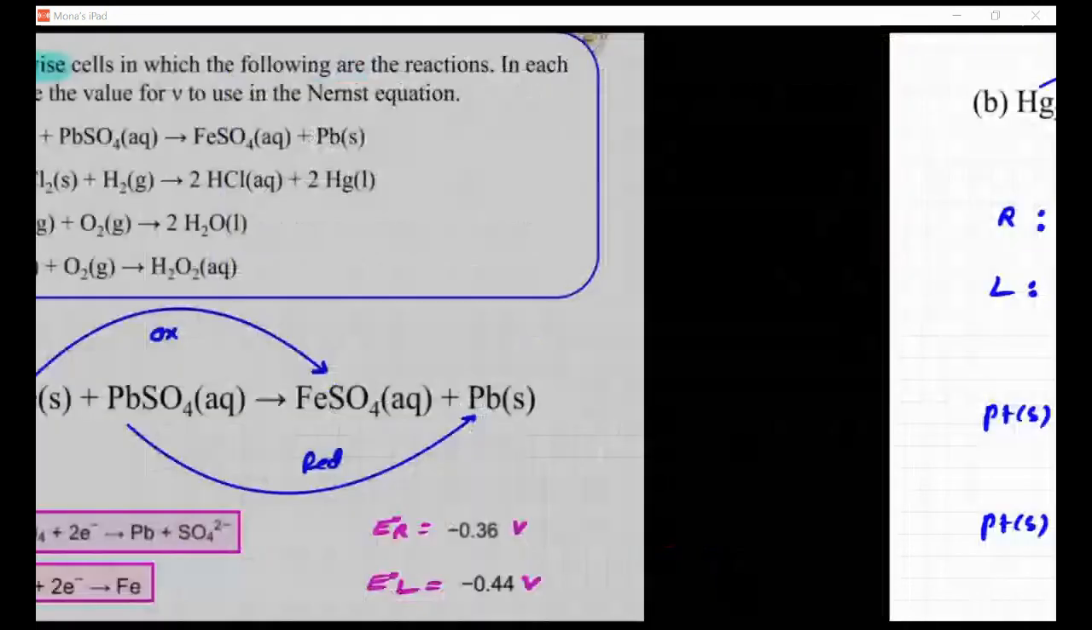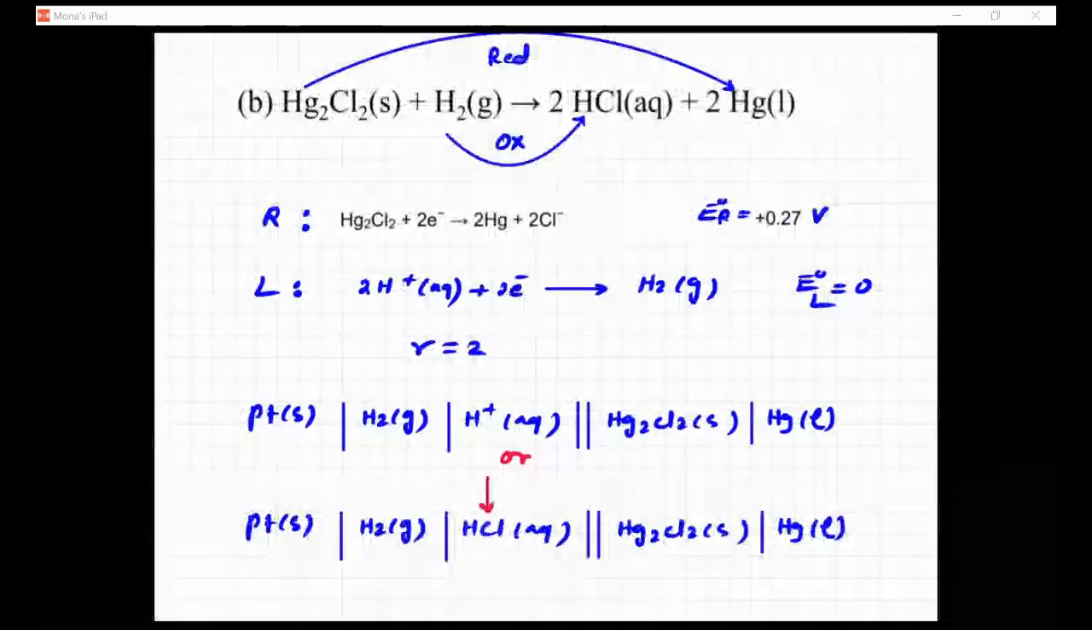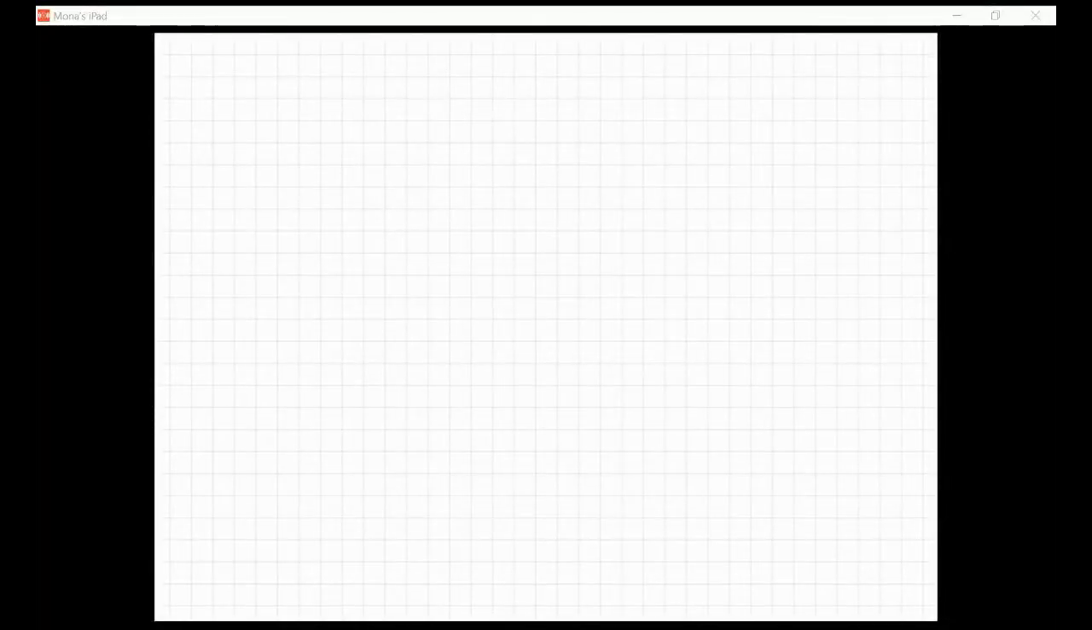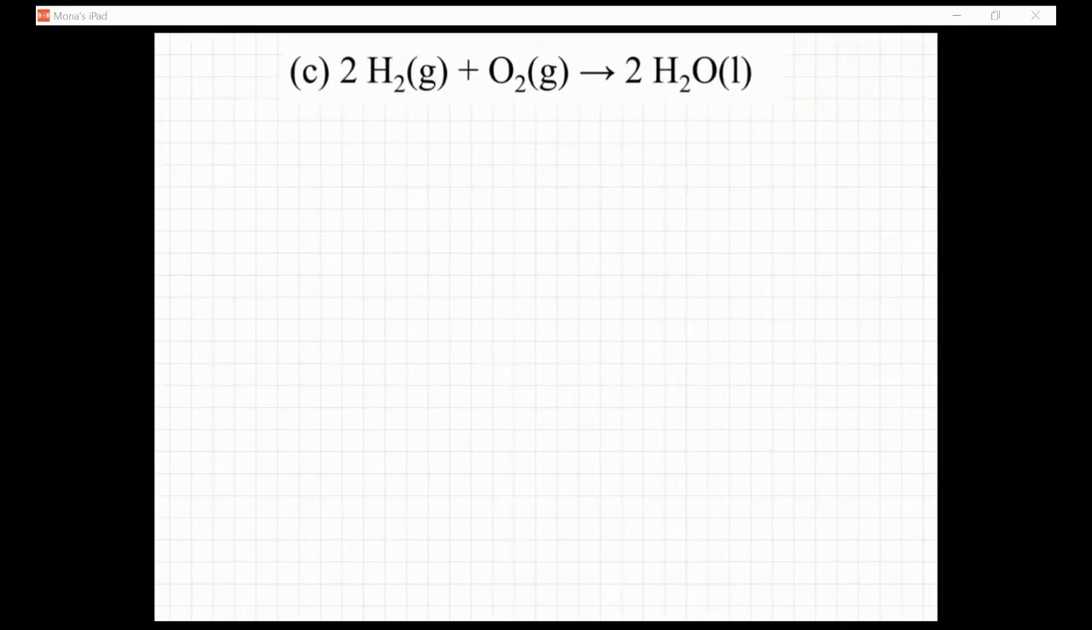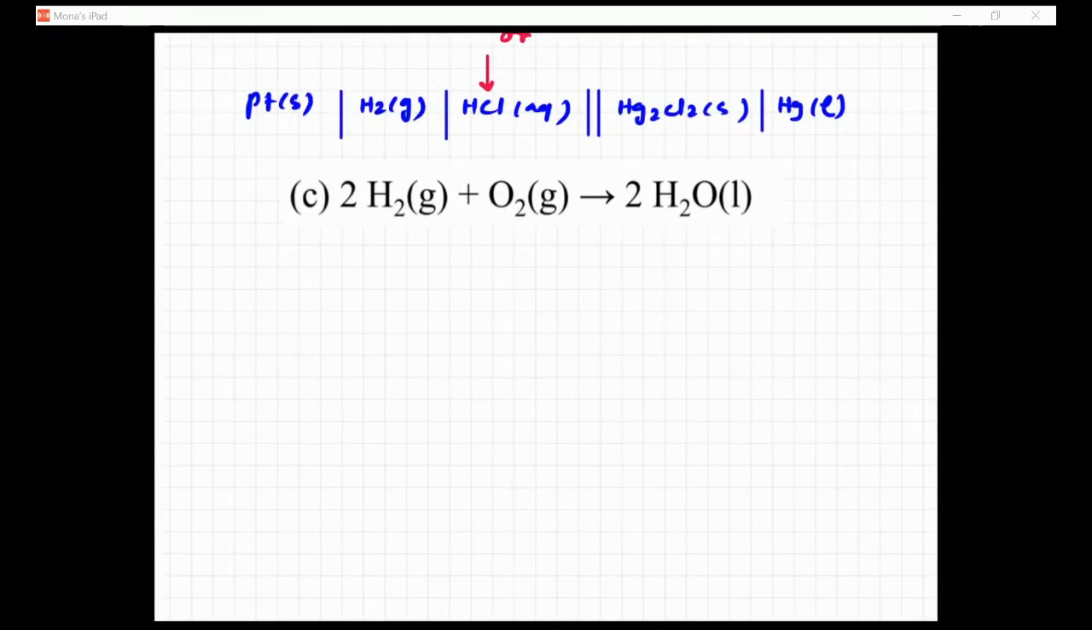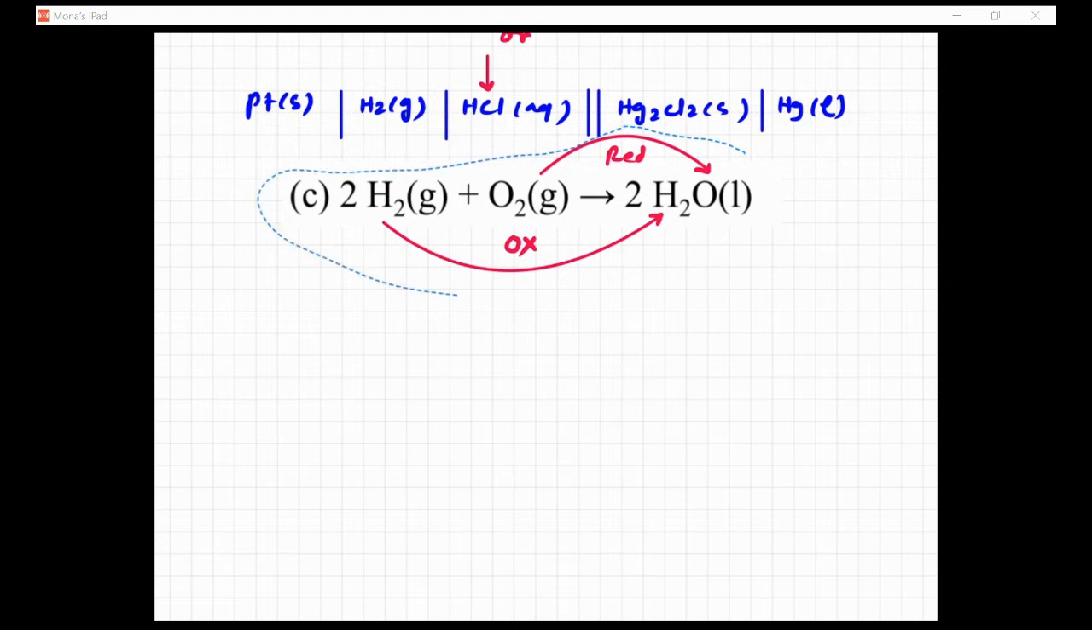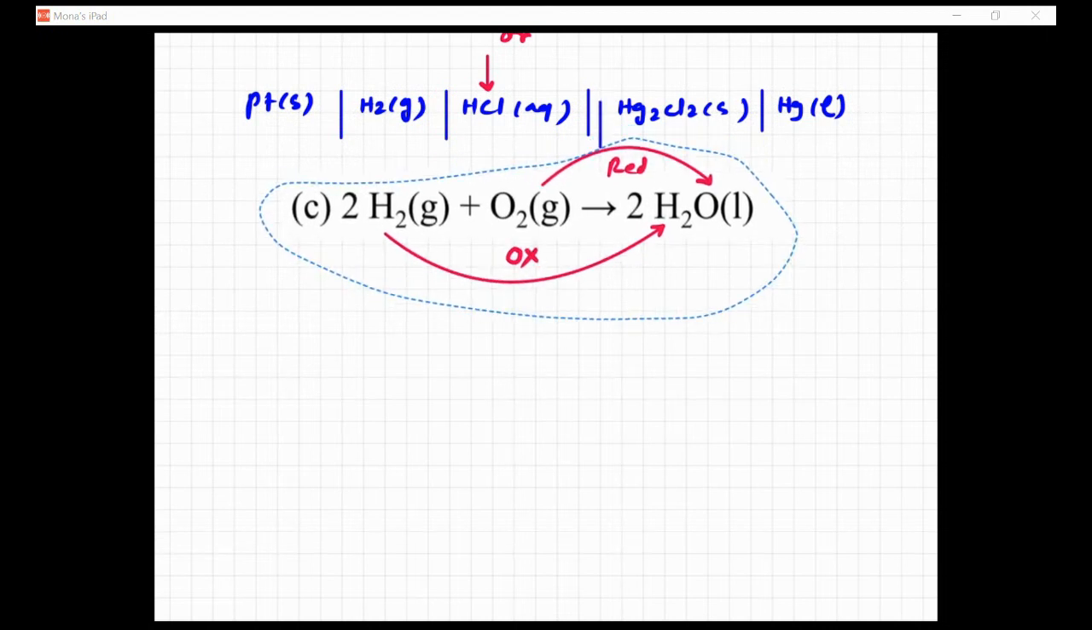Okay, see the question. It is part C. So what do we want to do now? We want to write the two reduction half reactions, and we can see here that H2 is oxidized, and O2 is reduced.